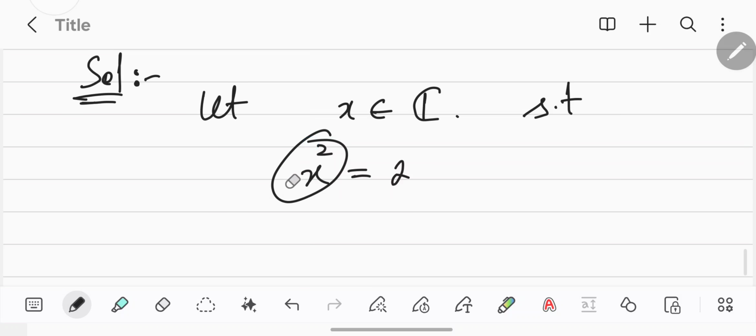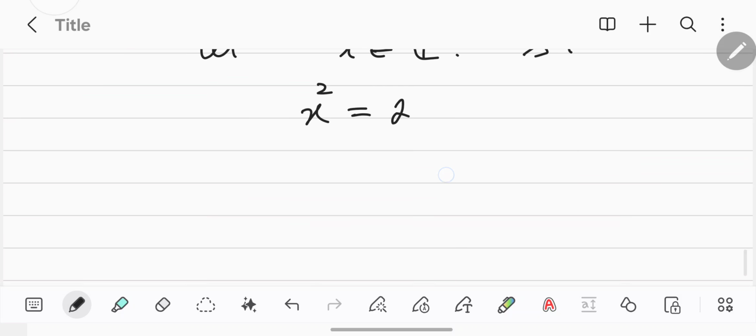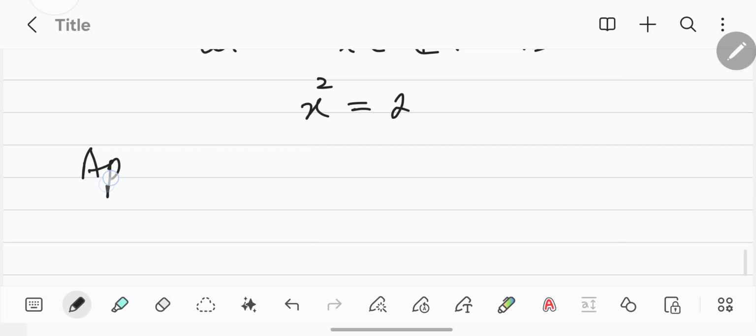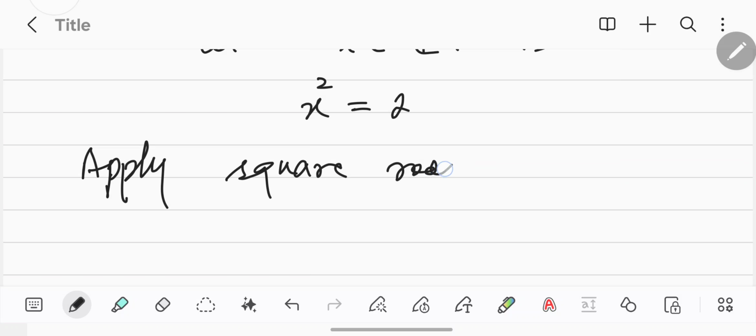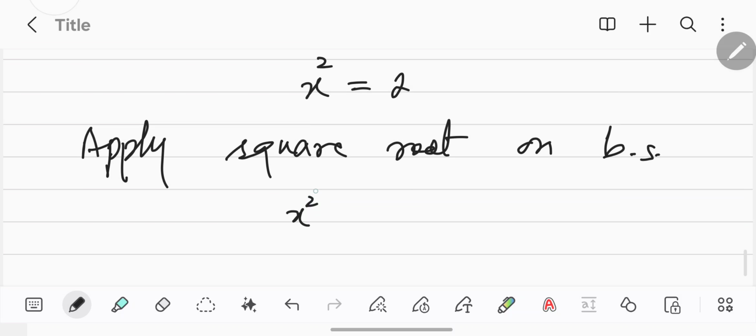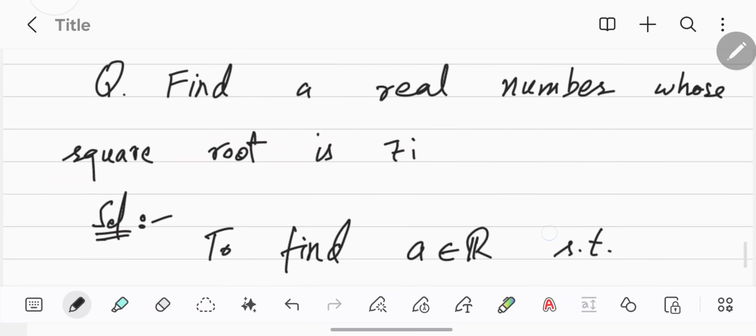If you have a square and you are going to find a number without the square, that means you take the square root on both sides. So apply the square root on both sides. We will get the square root of x square, and here plus minus square root of 2, because whenever you take a square root, you have plus minus.